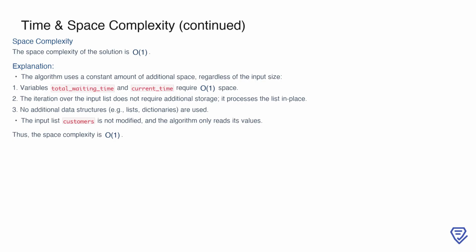The space complexity of this solution is O(1), meaning it uses a constant amount of additional memory regardless of the input size. This is because the algorithm only requires a few variables, such as total_waiting_time and current_time, to keep track of the calculations. These variables take up constant space. Additionally, the algorithm processes the input list in place, without creating any additional data structures like lists or dictionaries. It simply reads the values from the input list without modifying them. As no extra space is allocated based on the size of the input, the space complexity remains O(1).